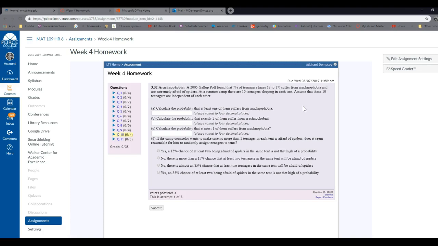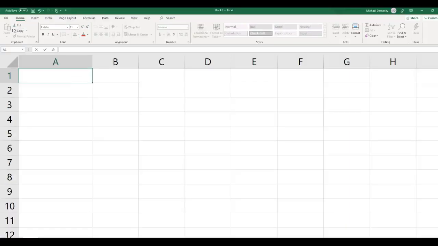Okay, so calculate the probability that at least one of them suffers from arachnophobia. So at least one, when you think about that, this can get pretty complicated because it could be 1 or 2 or 3, and then there's a whole bunch of different ways that we could have 1 person or 2 people or 3 people suffer from arachnophobia. So it gets really complicated in a hurry. So here's where I'm going to go to Excel and show you how to set something like this up.